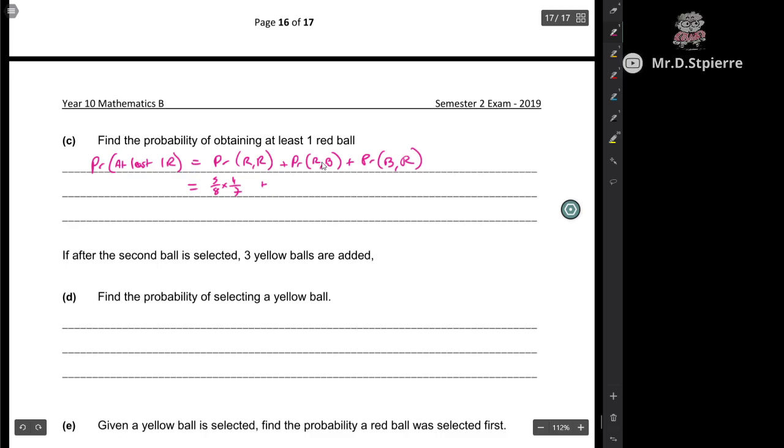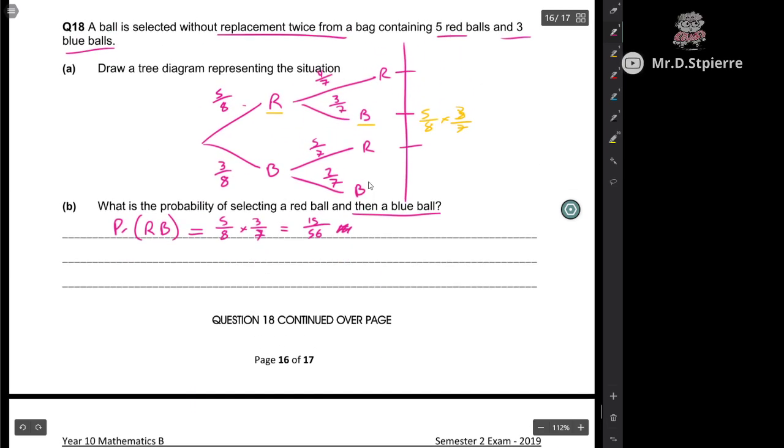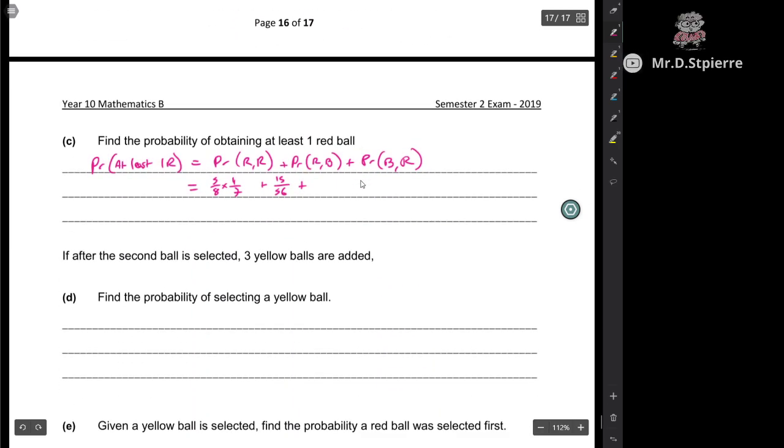So red red is 5 on 8 times by 4 on 7, plus probability of red blue, we just found, was 15 on 56, plus probability of blue red is 3 on 8 by 5 on 7. 3 on 8 times by 5 on 7 is equal to 5 by 4, that's 20 on 56, plus 15 on 56, plus 15 on 56 is 30, 20, 50 on 56, which is 25 on 28. We get that.